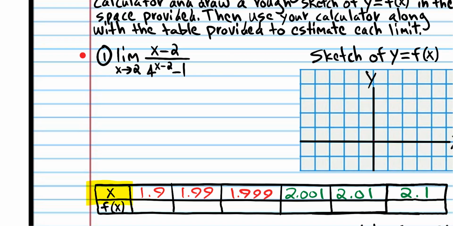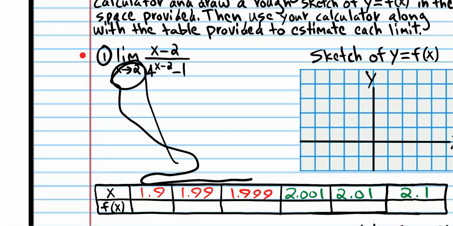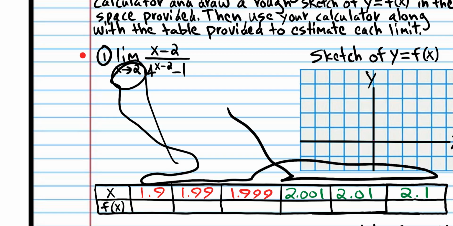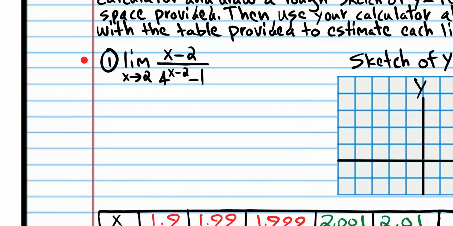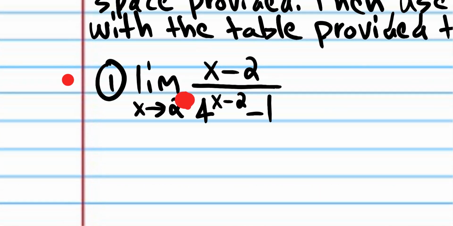So we're going to get closer and closer to 2 from the left, and closer and closer to 2 from the right. Now, why do we have to come from both directions? Well, because this is a two-sided limit. In order for a two-sided limit to exist, coming from the left and coming from the right, you should get the same numbers. So we have to come from both directions. Now, if we had just a plus symbol here, then we could come from the right only. If we had a negative symbol here, we'd come from the left only. But again, this is a two-sided limit.